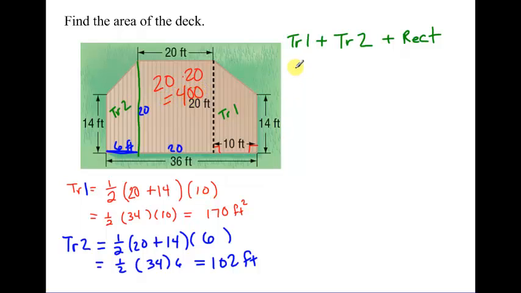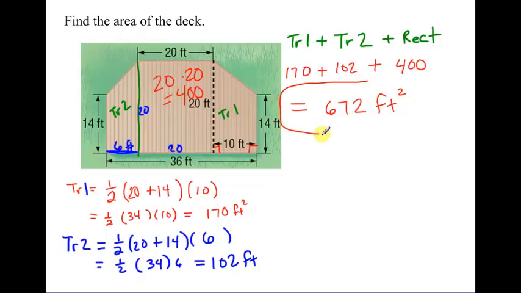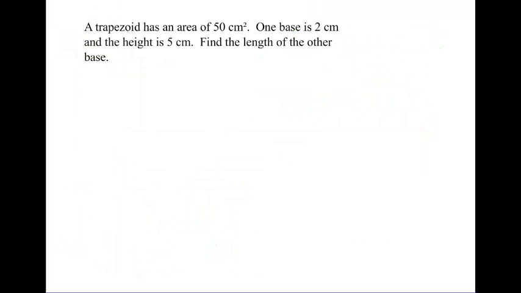Okay, so let's add them up. Trapezoid 1 was 170. Trapezoid 2 was 102, and then our inner rectangle was 400 for a grand total of 672 square feet of area. That sounds like a nice deck to me. Boy, I'm excited for summer.